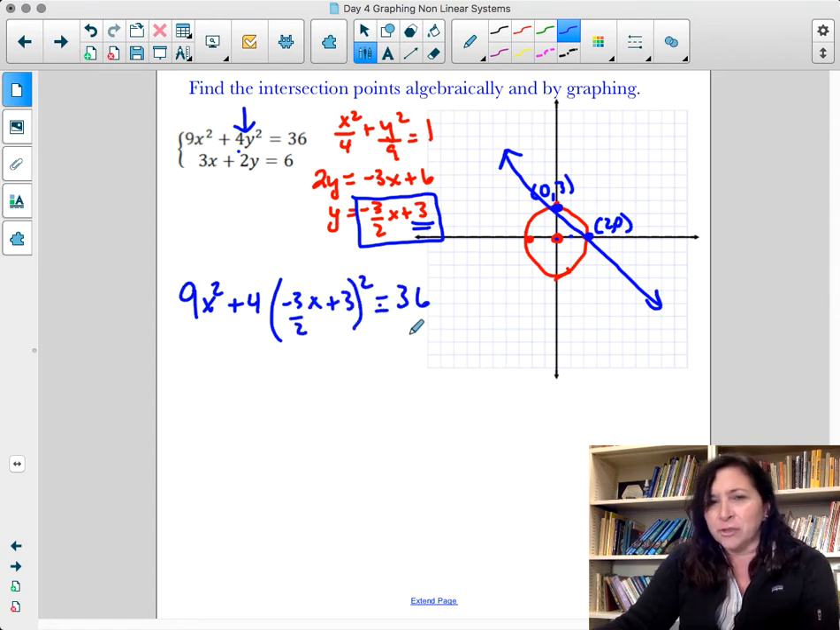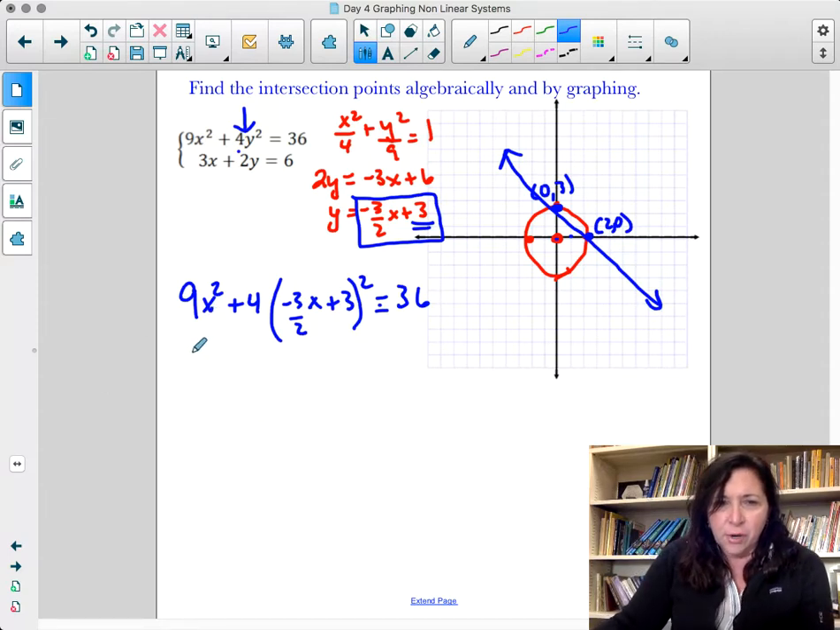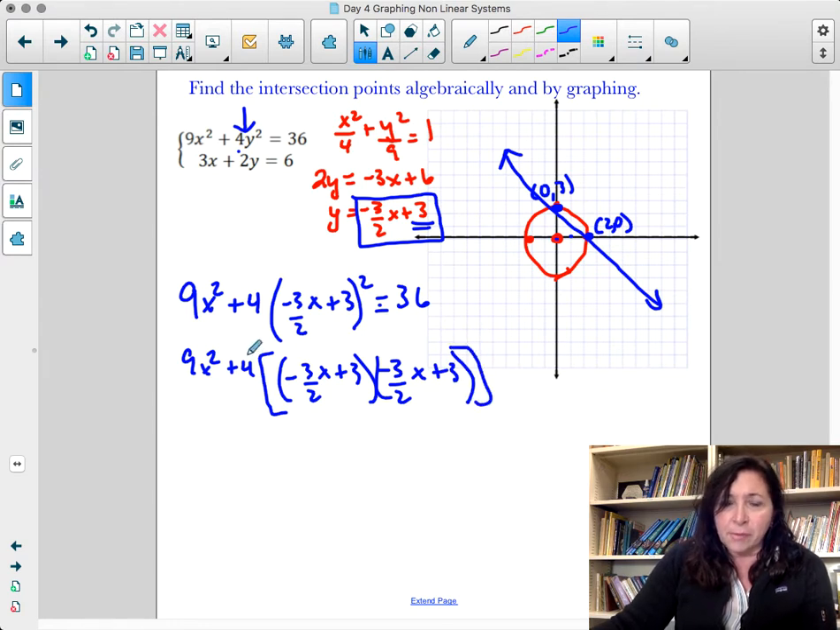Now this is just algebra. I know it looks awful, but it's just algebra. So we're just going to FOIL that. So we're going to go 9x squared plus 4, and I'm going to multiply that 4 out later. And then I'm going to multiply this inside here. See, this right here is quantity squared. So that's going to be negative 3 halves x plus 3 times negative 3 halves x plus 3. And then I'm going to close that because remember, I still have to multiply by 4. Move the 36 over, and that's equal to 0.